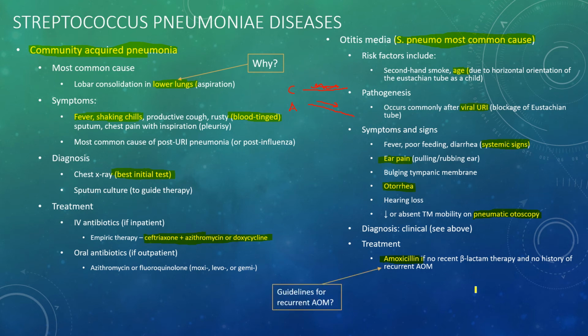So what are some guidelines for recurrent otitis media? If you have recurrent otitis media, we first need to define what that is. That means that you have greater than or equal to 3 incidences of otitis media in 6 months, or greater than or equal to 4 incidences of otitis media in 12 months.